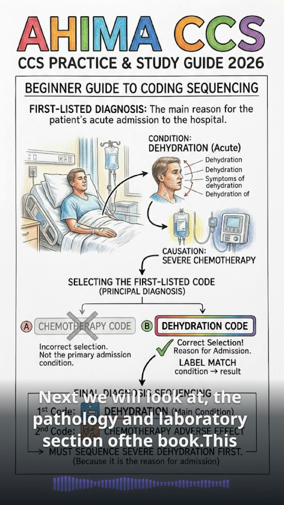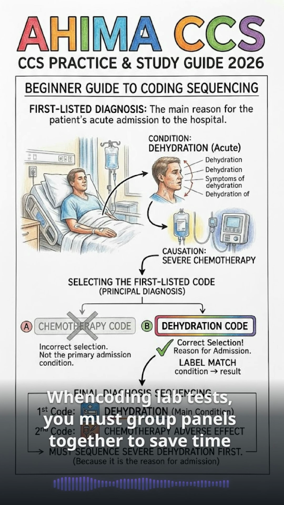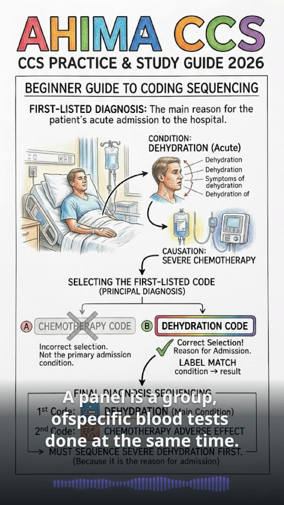Next we will look at the pathology and laboratory section of the book. This section covers blood tests, urine tests, and checking tissue under a microscope. When coding lab tests, you must group panels together to save time. A panel is a group of specific blood tests done at the same time.